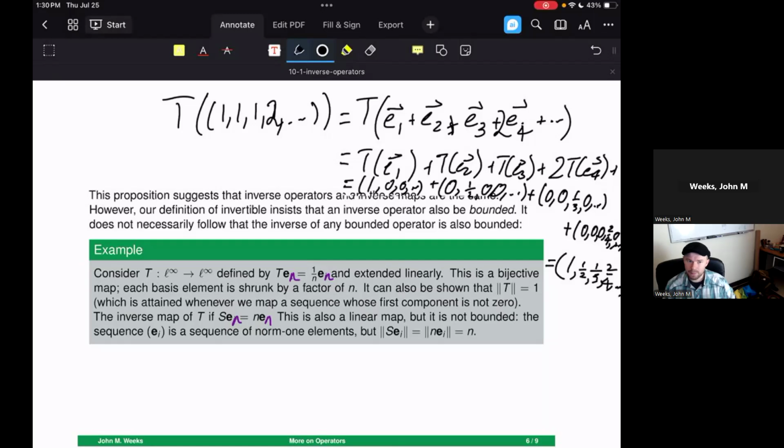This is a bijective map. Each basis element is not getting moved around anywhere. It's just getting shrunk by a factor of n. You're still going to be able to get injectivity from that as well as surjectivity, and you can check that if you would like.